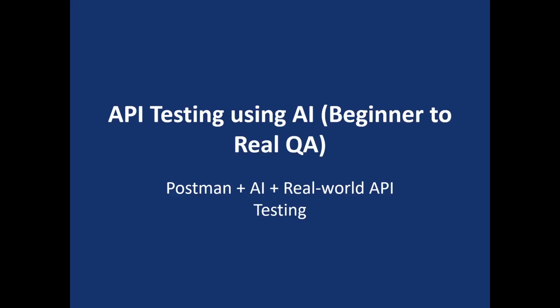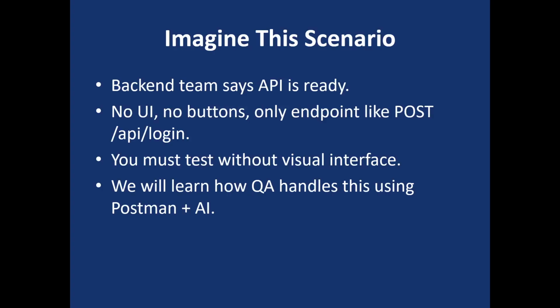So today we're going to check the topic that is API testing using AI. We'll see end to end where to send request, plus we'll see some scenarios with the Postman tool, plus AI, and definitely we're going to check the real demo.